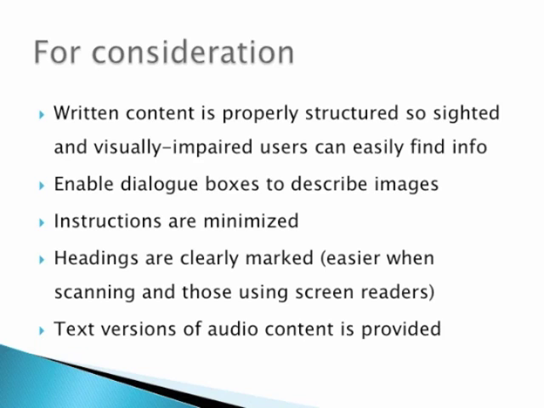Enable dialog boxes to describe images where possible. The instructions are minimized. So if, for example, you want to get a student to go to another link, you probably don't need to put in brackets, click here. It's probably visible enough in either the journal article itself or the text. Again, I've emphasized the headings. I think I can move on from those.